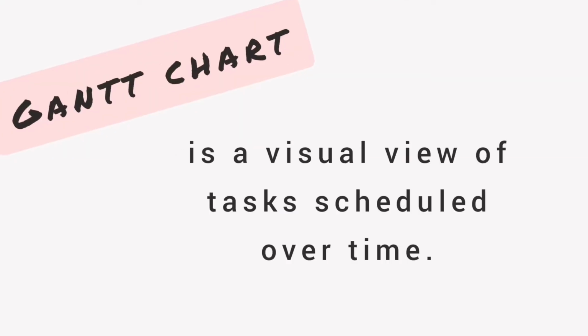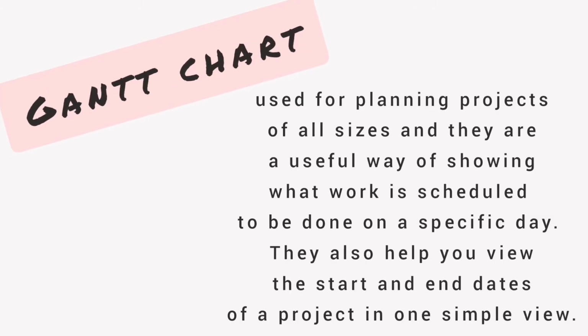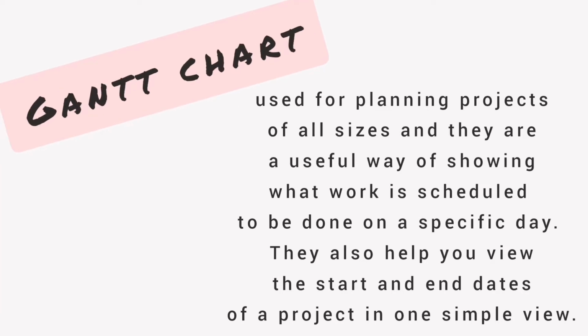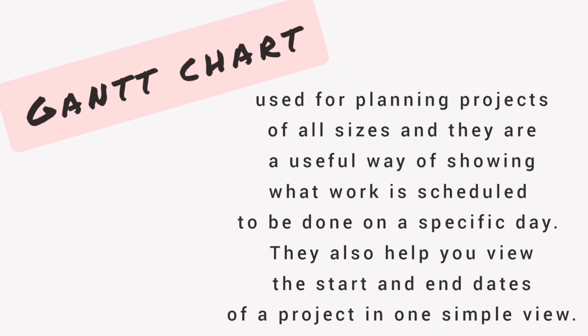A Gantt chart is a visual view of tasks scheduled over time. Gantt charts are used for planning projects of all sizes, and they are a useful way of showing what work is scheduled to be done on a specific day. They also help you view the start and end dates of a project in one simple view.